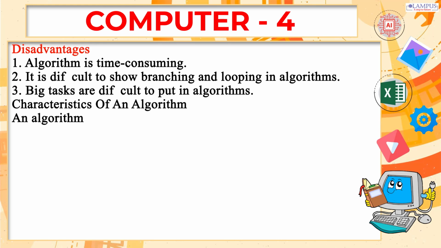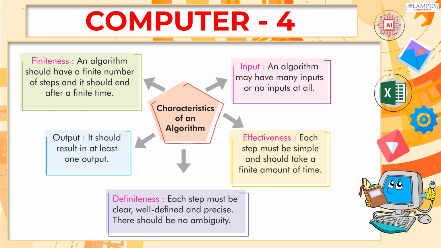Characteristics of an algorithm. An algorithm must consist of the following characteristics. Finiteness. An algorithm should have a finite number of steps and it should end after a finite time. Input. An algorithm may have many inputs or no inputs at all. Output.